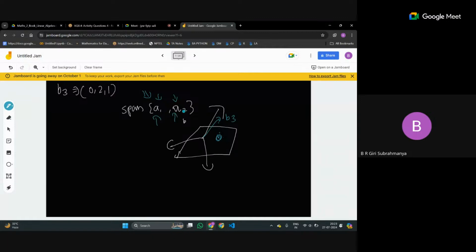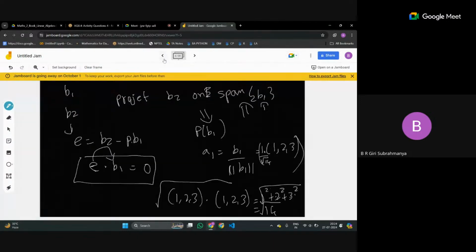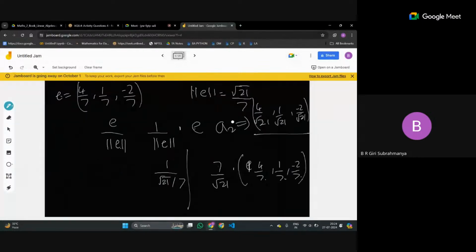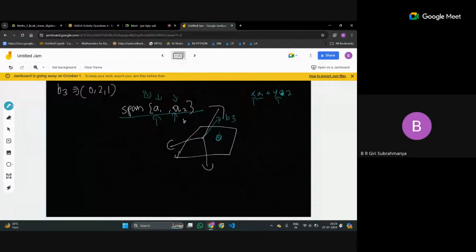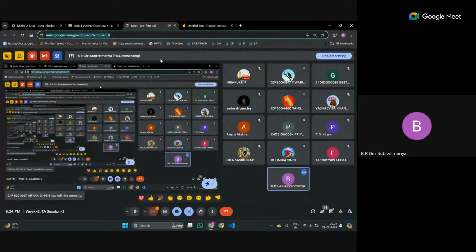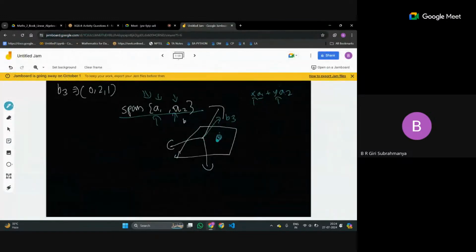So a linear combination means, once again, this point is there on the span of A1 and A2. So we can represent this point as some x times A1 plus some y times A2, right? x and y are some scalars. This is your A1, and this is your A2. Some linear combination of these two will be this point, this vector. So we can represent this as x times A1 plus y times A2.